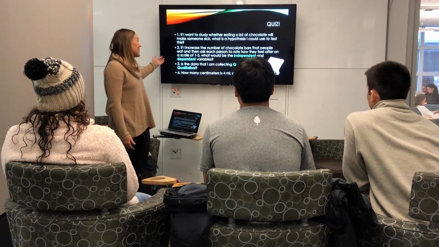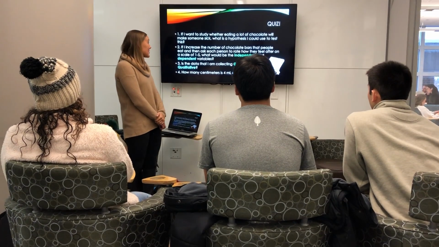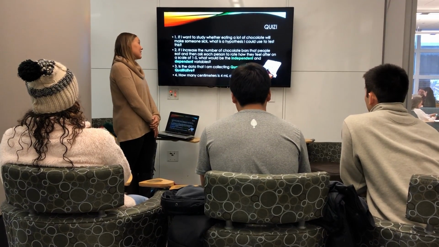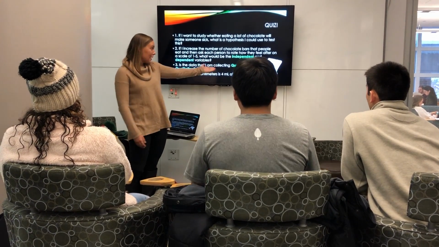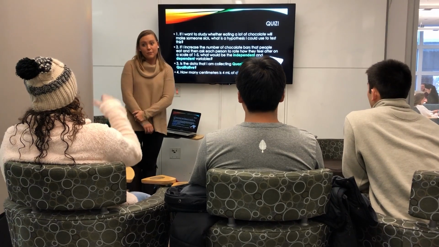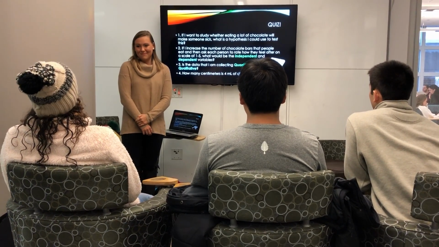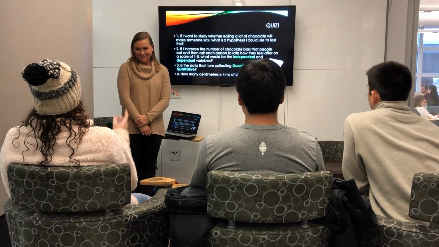Perfect. Number 2, if I increase the number of chocolate bars that people eat and then ask each person to rate how they feel after on a scale of 1 to 5, what would be the independent and what would be the dependent variable? Yes? Independent is number of chocolate bars that people eat, and dependent is the rating on the scale.